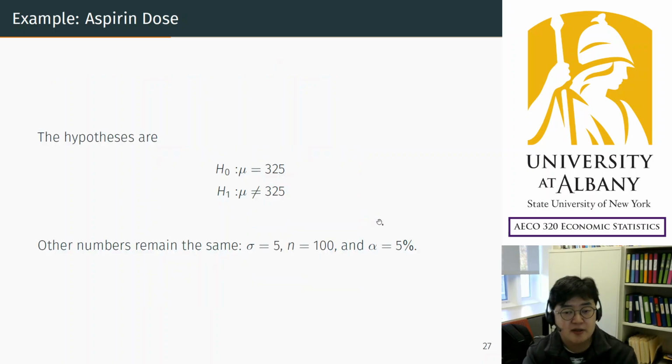Our hypothesis is we believe that the product is correct. So 325 milligrams is the true mean, and I keep all the other parameters. Standard deviation in measurement is 5 milligram, sample size is 100, and significance level is 5%. These are all we need to calculate type 1 error probability.